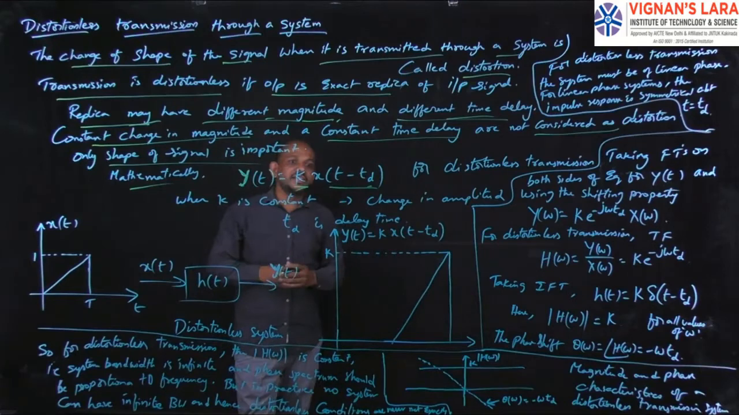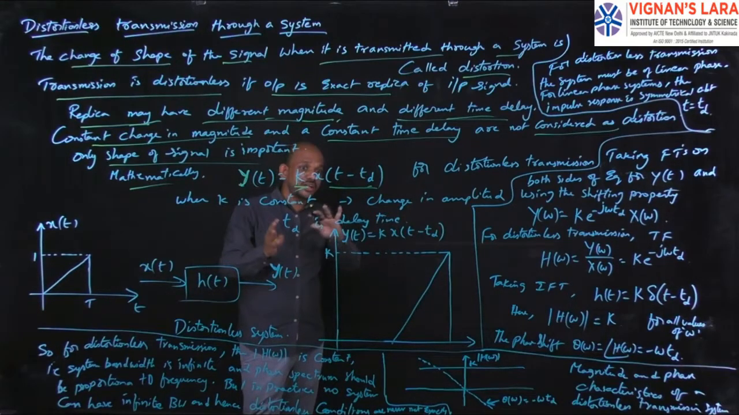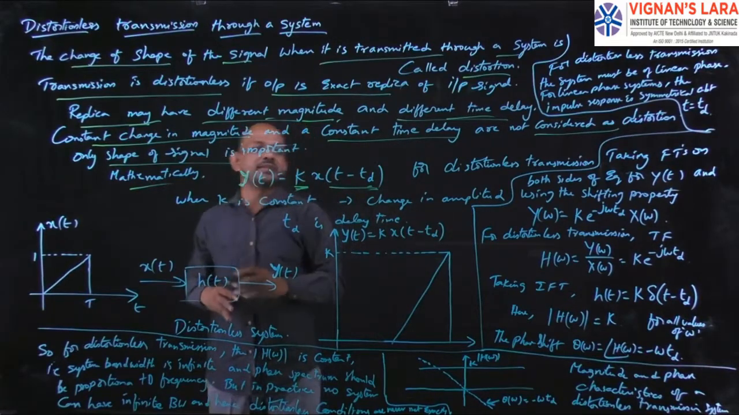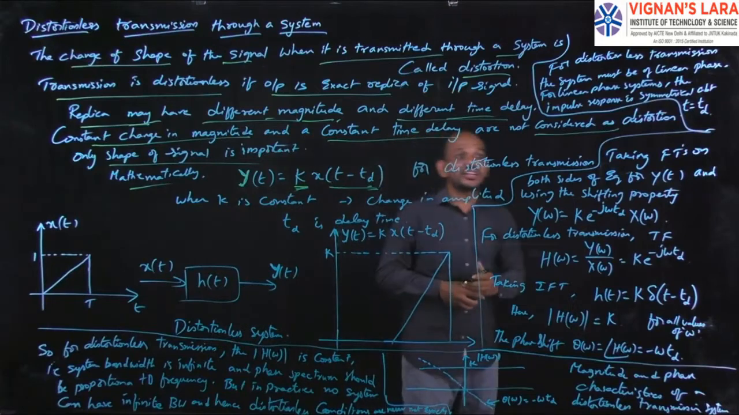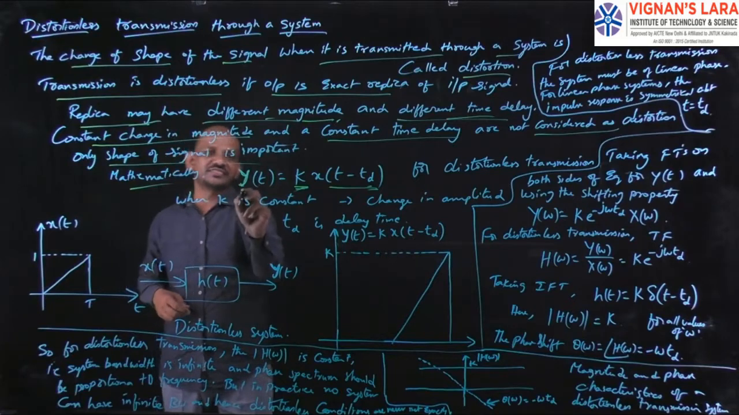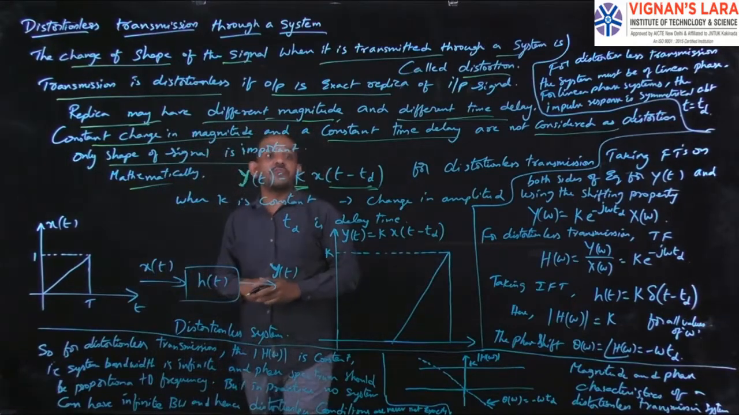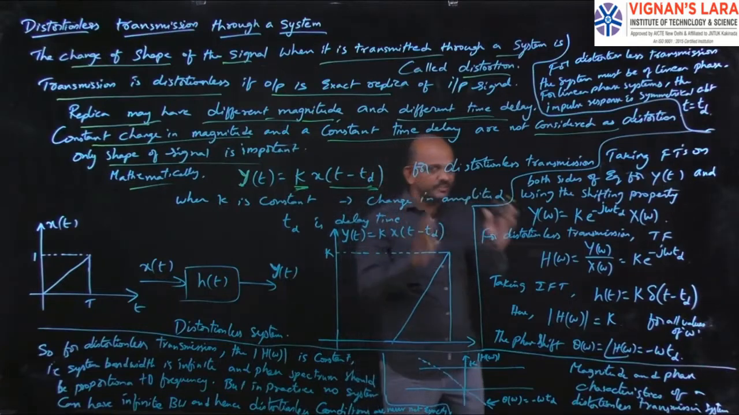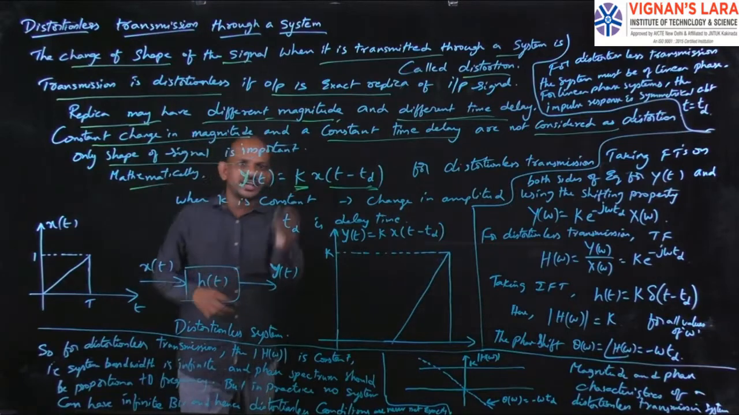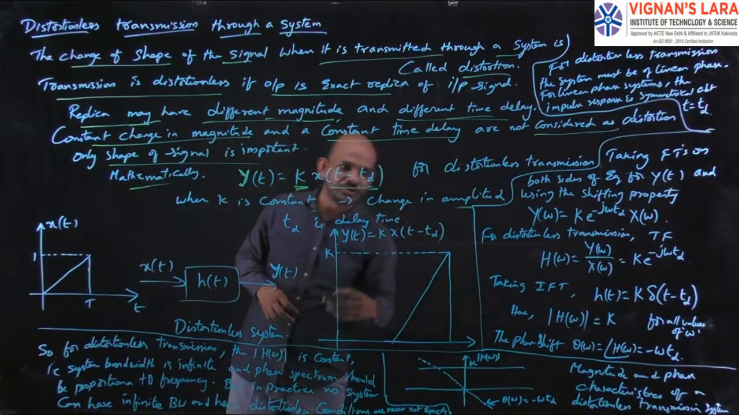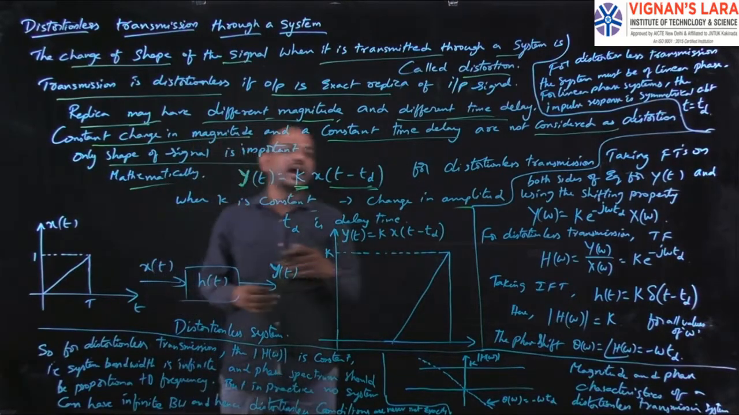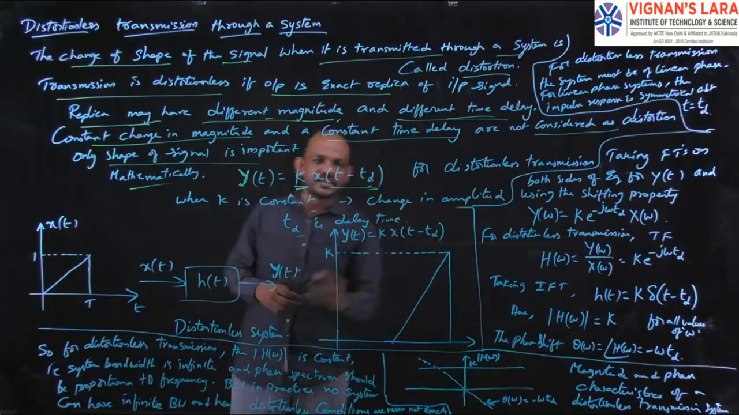We can say the transmission is distortionless, because the shape is the same, and the only change is with respect to magnitude and time delay. Hence we can say it is a distortionless transmission. So for distortionless transmission, mathematically we can write the output equation as y of t equal to k into x of t minus td. Here k is a constant, that is the change in amplitude, the amount of change that has occurred, either attenuation or amplification, and td is the time delay.